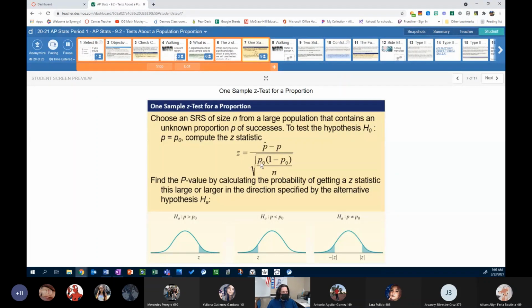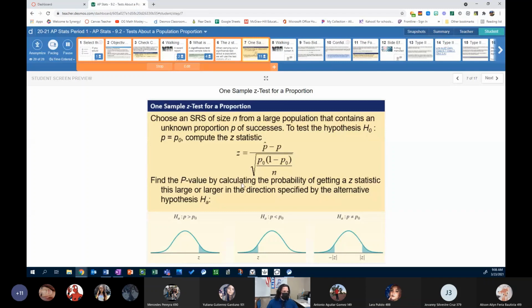Big thing to remember: these two values, p sub 0 and 1 minus p sub 0, when you add them together, you should get 1. So if the assumed proportion is 0.25, 1 minus 0.25 is 0.75, and 0.75 plus 0.25 is 1. If the two numbers you multiply together in that square root are not adding up to 1, you did something wrong. You've got an error somewhere.